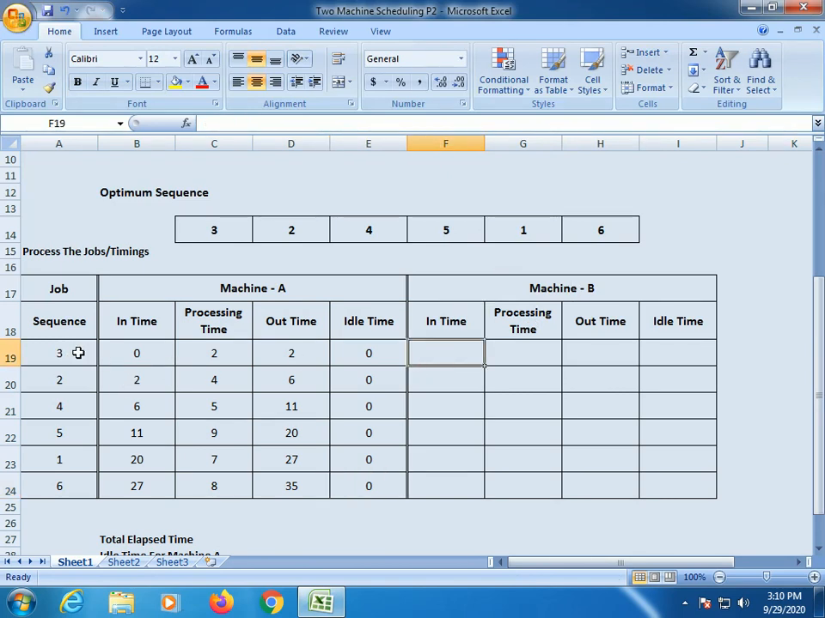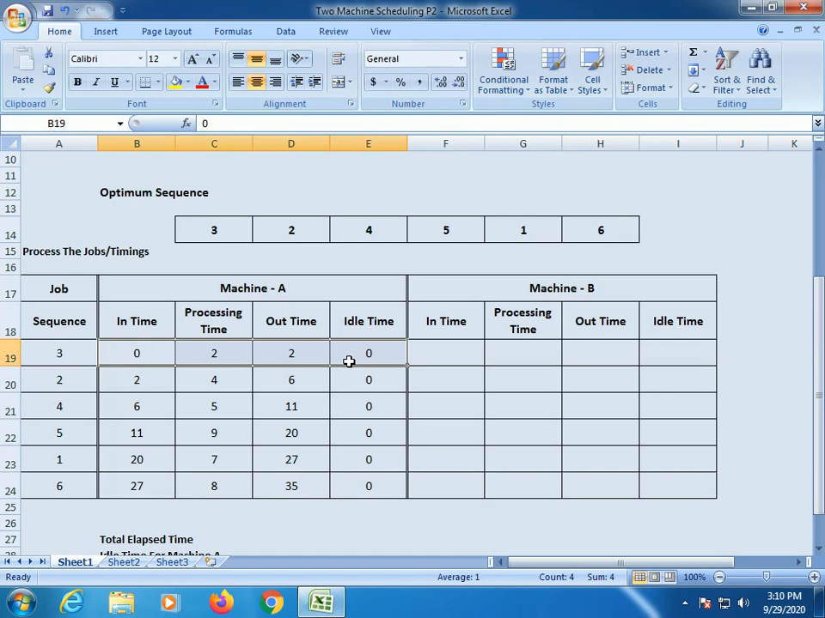So here the first job is the third job. In time, here we have taken the in time 0 for machine A. So what about the in time for machine B? First we have to process the job 3 on machine A.